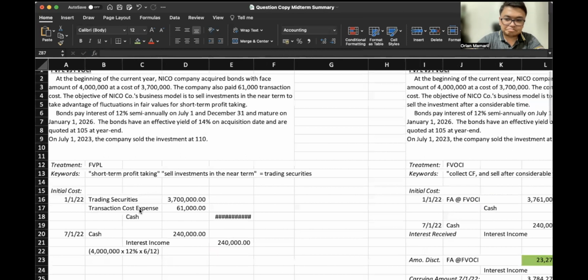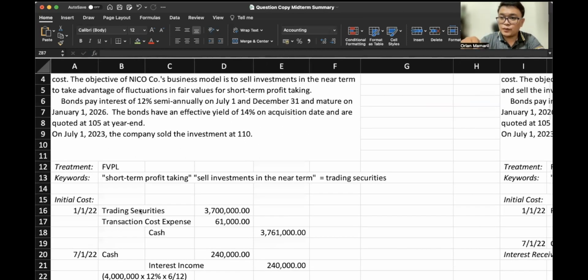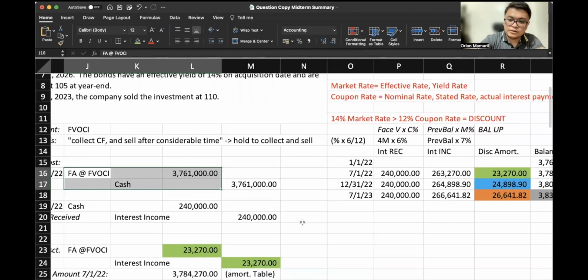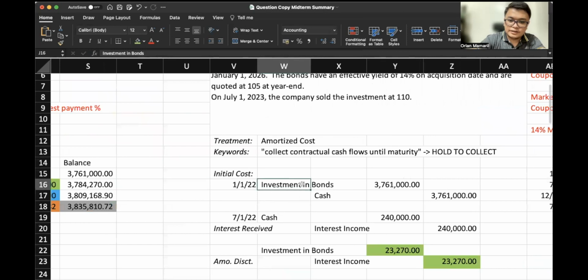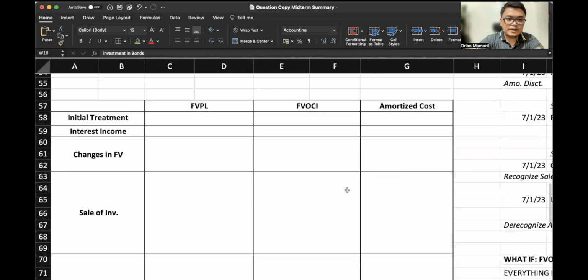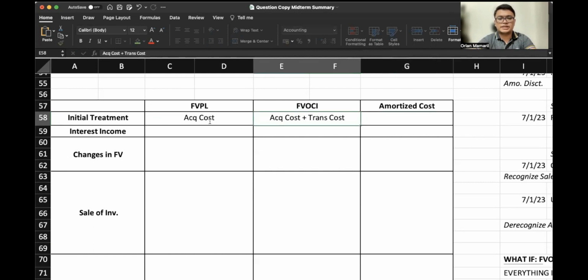once again, if this is the first video that you're watching, make sure to watch first the other videos where we made the journal entries for each treatment. For FVPL, the transaction cost is expense, but for OCI and amortized cost, they are capitalized. So if you scroll down here, initial treatment, once again, FVPL is just the acquisition cost. For FVOCI, acquisition cost plus transaction cost, and amortized cost is the same.